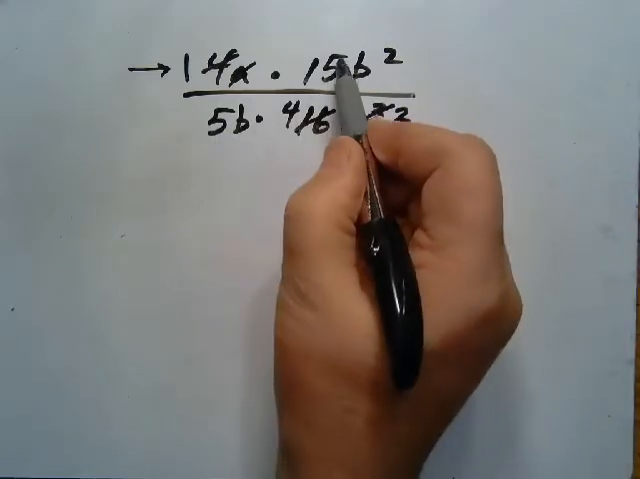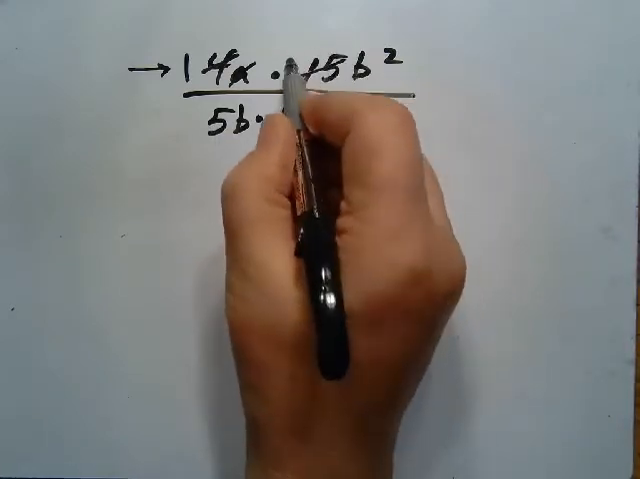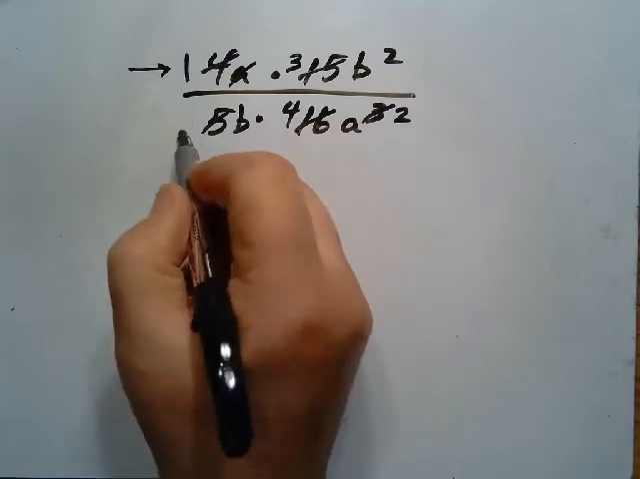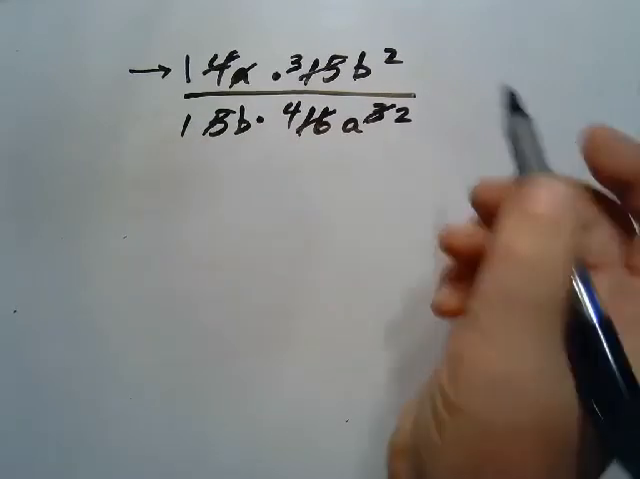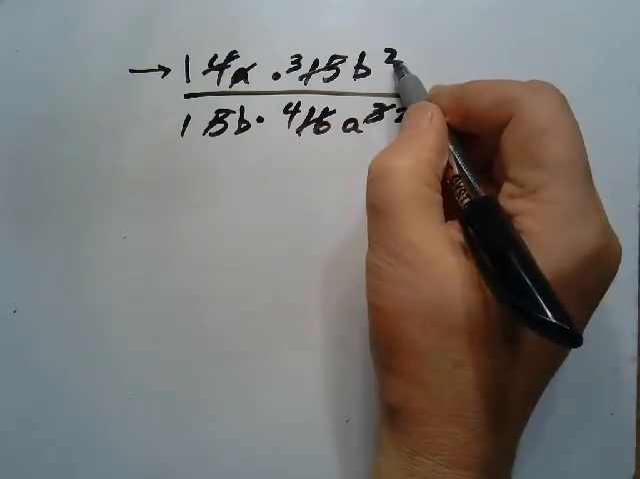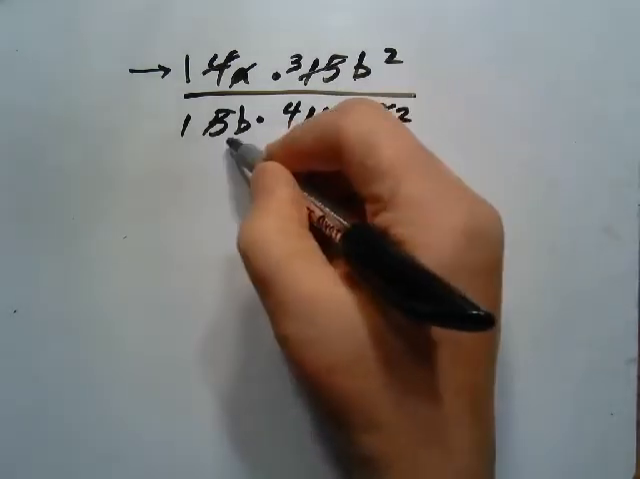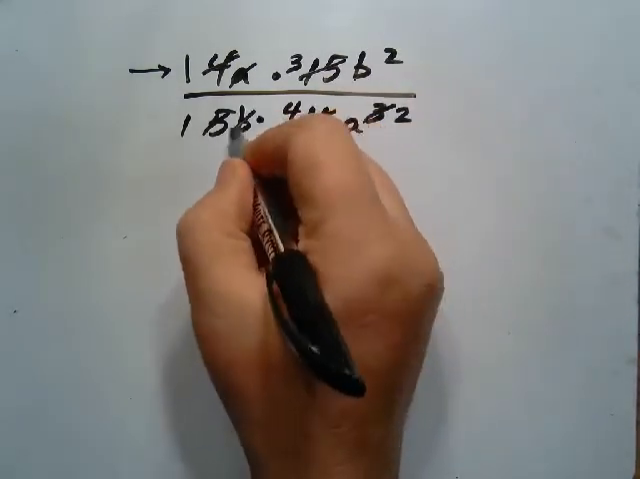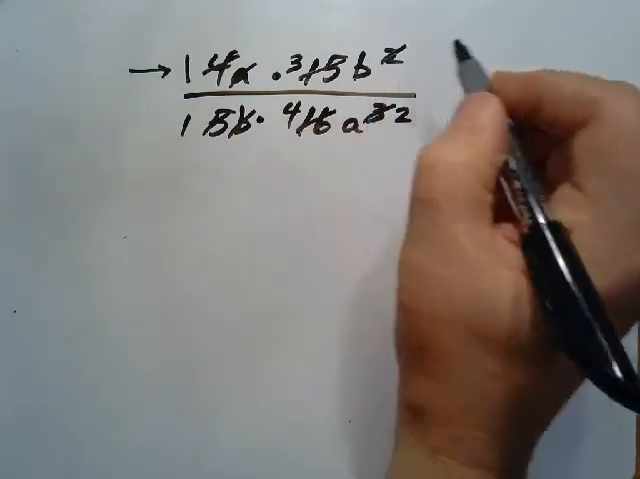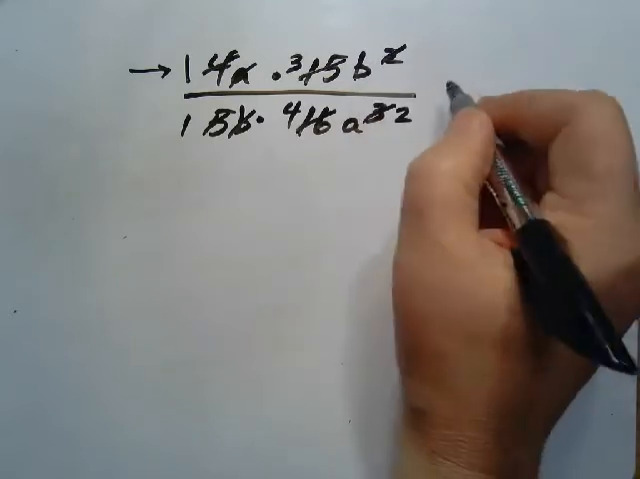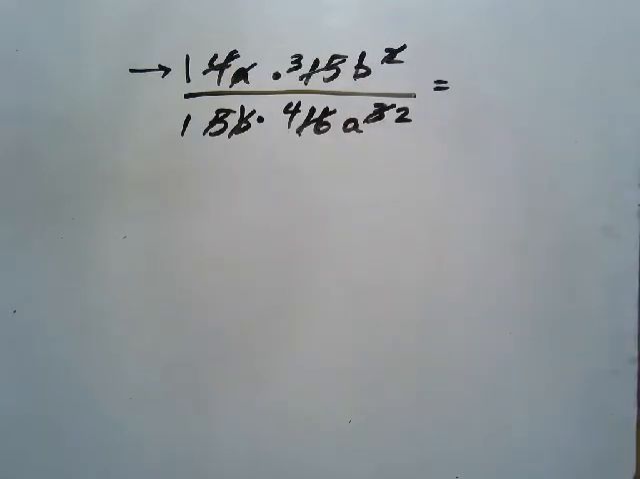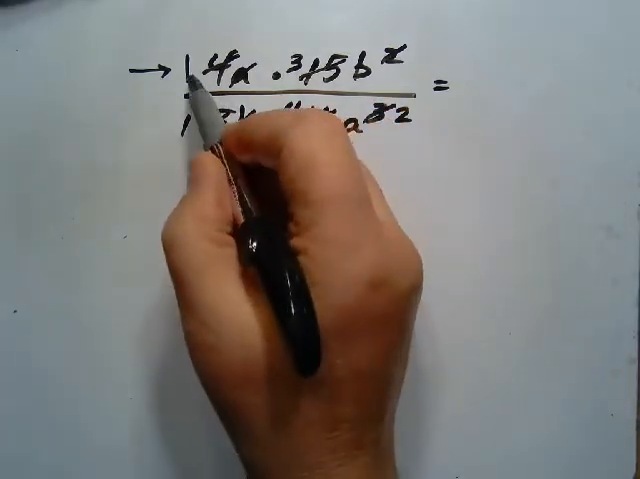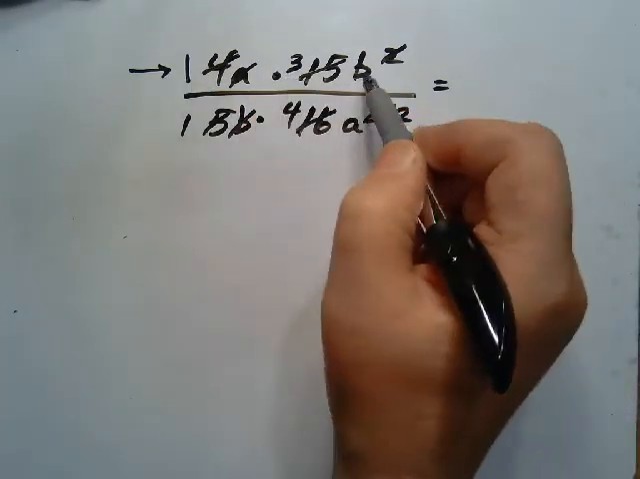15 and 5 will reduce. 5 goes into 15 3 times. 5 goes into 5 once. And then B squared and B. Well, B goes into both of those, so B goes in here once, and B goes in here and takes care of one of those B's. Now, I've done a lot of crossing off here, so I have to look very carefully to see what's left over. Well, there's a 1, and a 3 and a B.